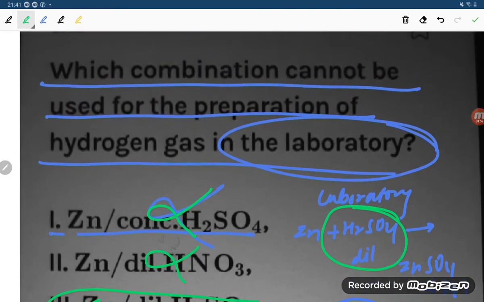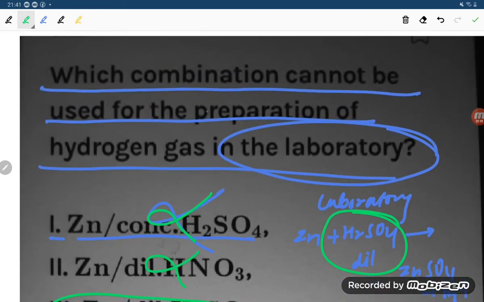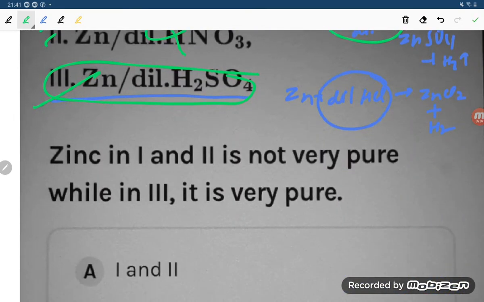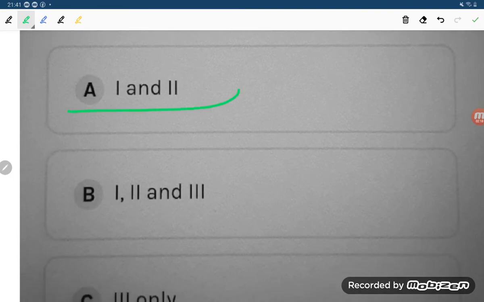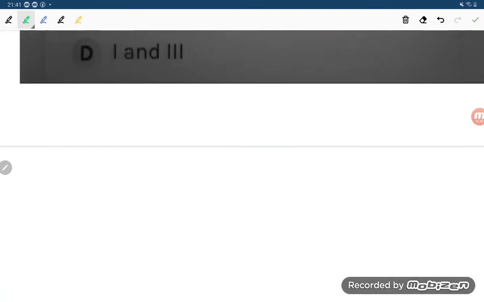They are asking which method cannot be used. The first and second cannot be used, the third can be used. The zinc in the first and second is not very pure hydrogen-giving, while in the third it is very pure. So the correct option is option number 1.